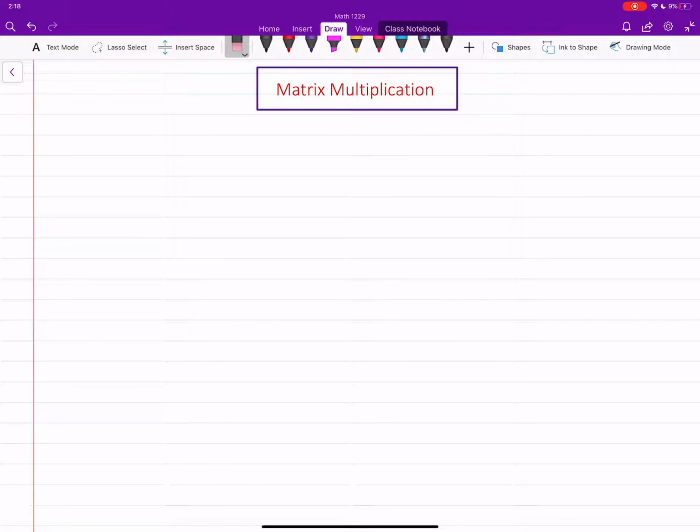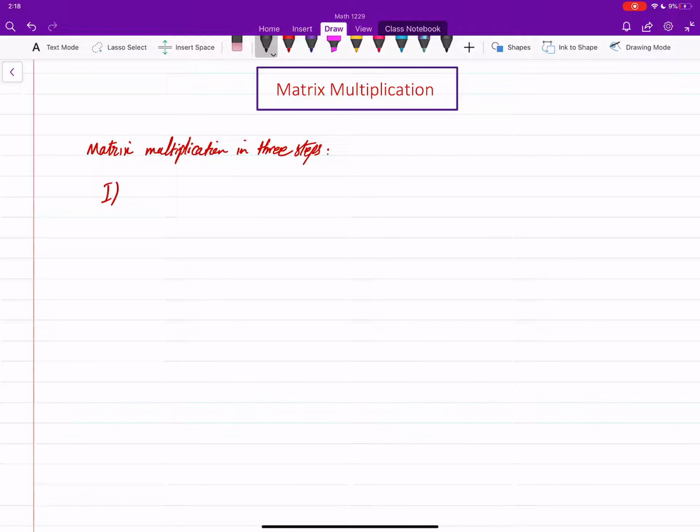Hi, in this video we will learn about matrix multiplication. To do matrix multiplication there are three steps that we should complete. Matrix multiplication in three steps. First one is that we have to check if we can multiply these two matrices or not.